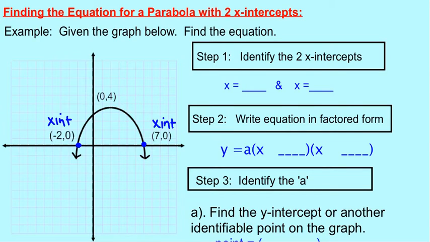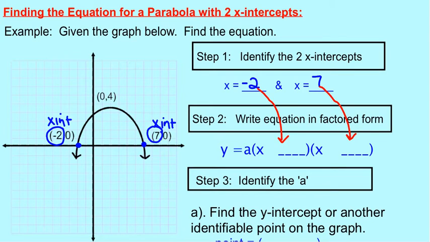All right, so let's identify in step 1 the two x-intercepts. The two x-intercepts are at -2 and +7 on the x-axis. So -2 and +7. Step 2, we want to write this equation in factored form. So we're going to go ahead and substitute these two numbers in here.